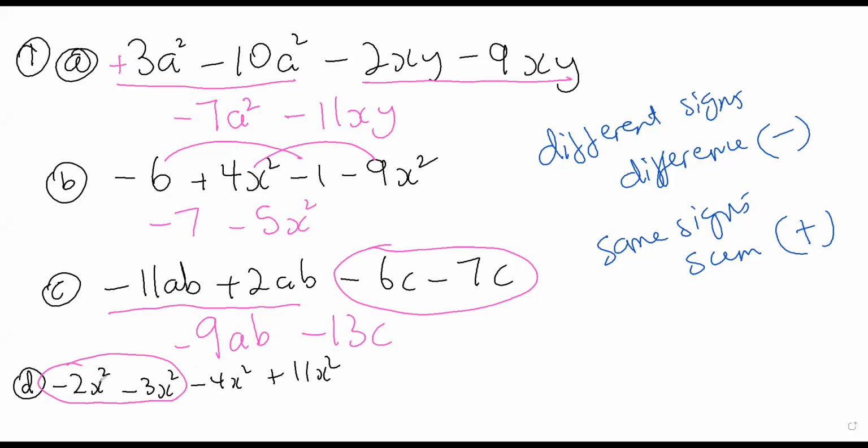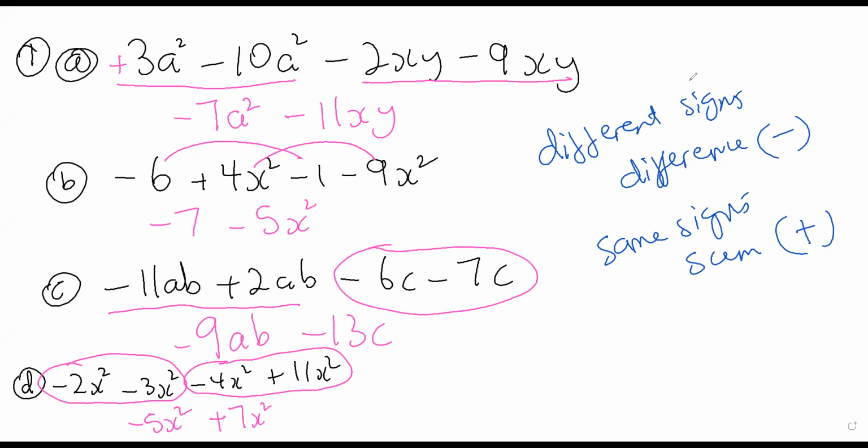The only reason we can simplify it is because they carry the same variable, right? X squared with x squared, right? Nice. So we say here, same sign, so we're going to sum them, right? Add them and keep the same sign. So this is 3 plus 2 is 5, right? Minus 5x squared, right? Next one, we have different signs. We're going to find the difference. So subtract, 11 take away 4 is what? 7. So positive 7x squared, right?